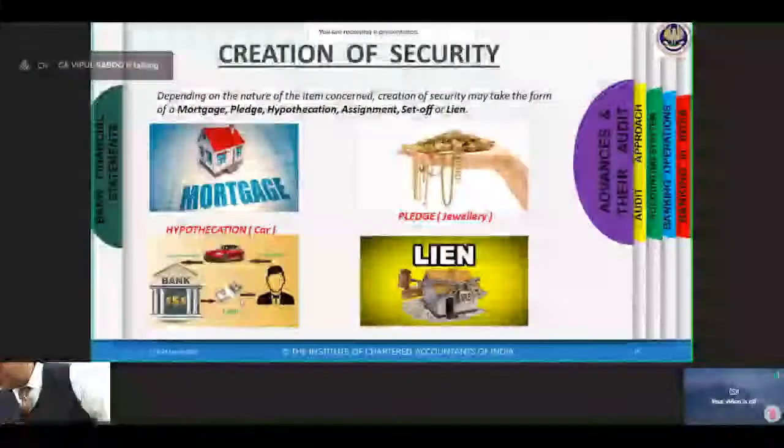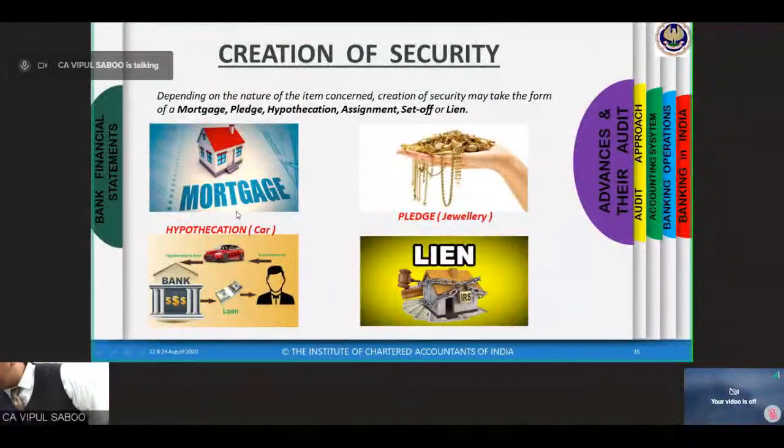Mortgage, hypothecation, the PPT has the examples for you in the form of pictures. Mortgage, it shows a house. Hypothecation, it shows a car. Pledge, it shows jewelry. Assignment, it shows a right. So then we had assignment, set off or lien. What is assignment? Assignment is you assign a right to the bank.